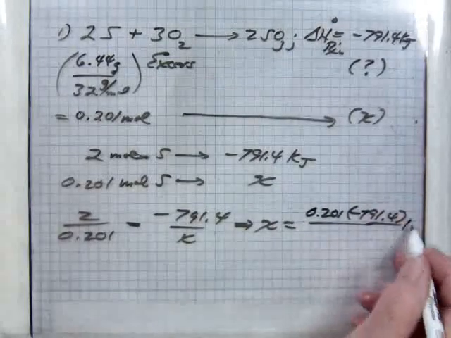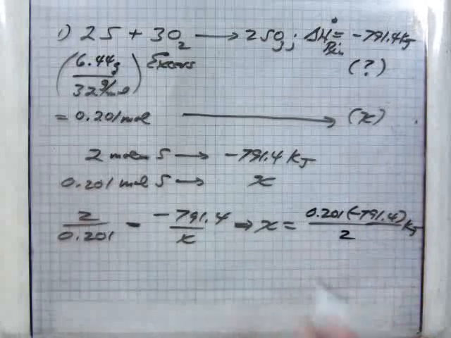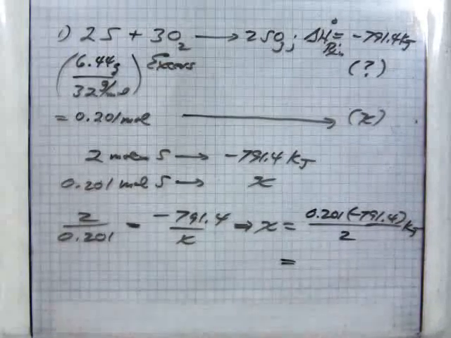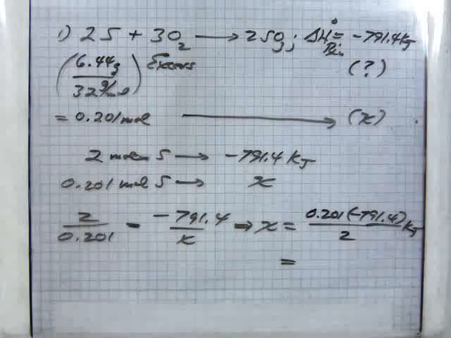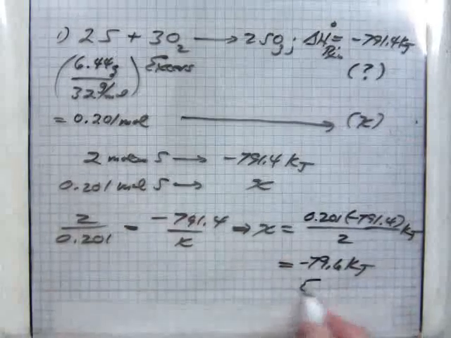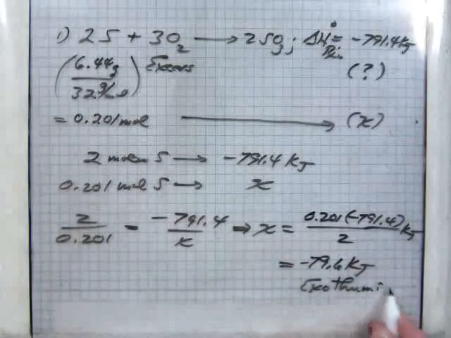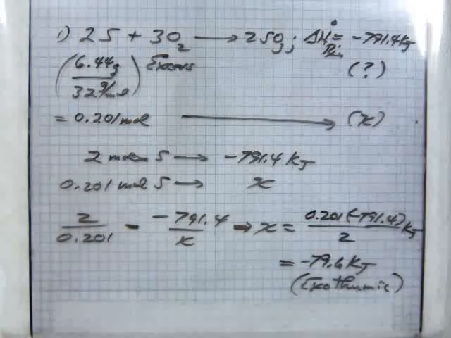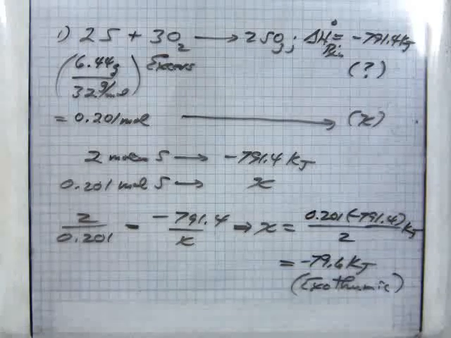Come out in kilojoules, and that's divided by 2 kilojoules. So I got 79.6 kilojoules, negative, exothermic. So really they're all about the same kind of problems. So once you understand the mole concept and how to apply that by ratio and proportion, you conquer the world. You know, that's not too much to ask, is it?